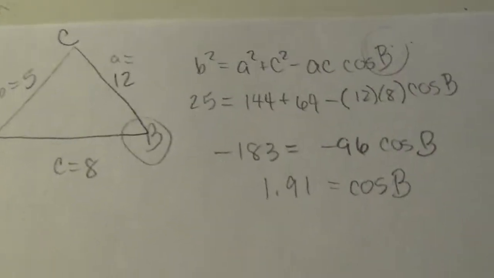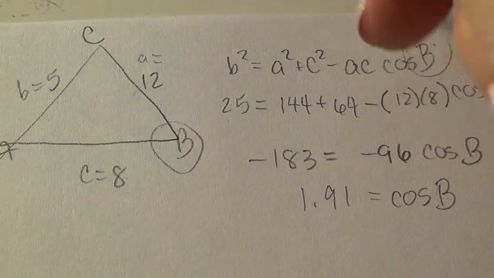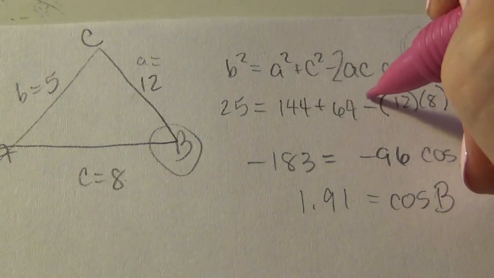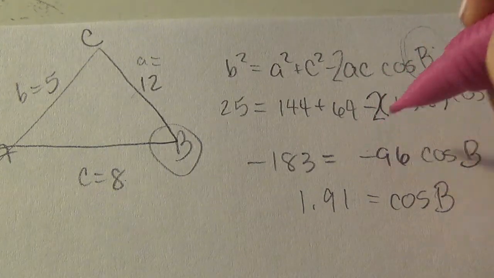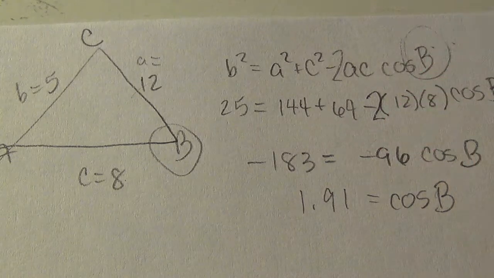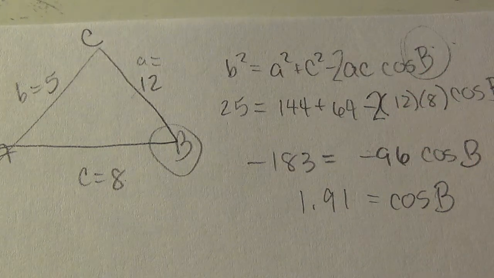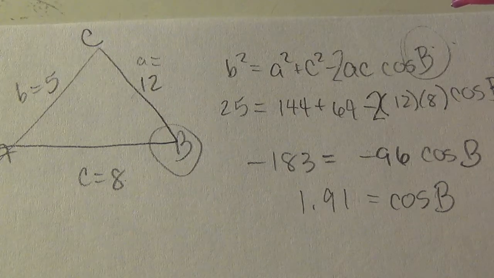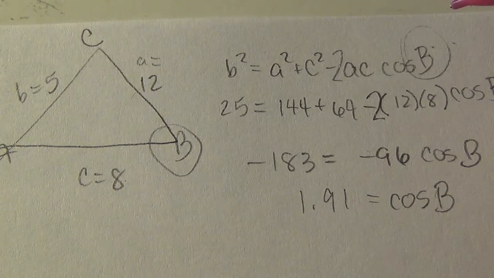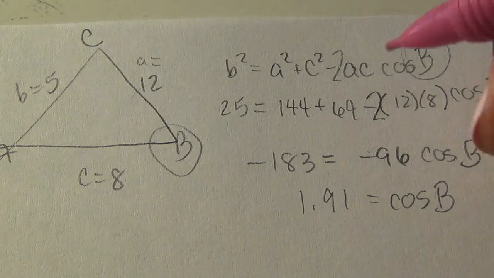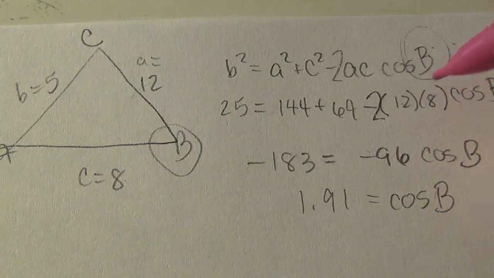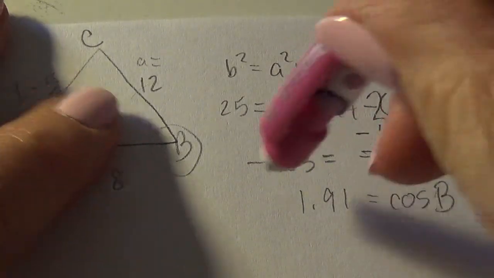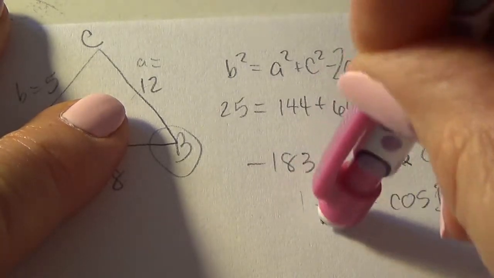Ah, I think I know what it is. Never mind. I think in the formula this was a 2. Am I right? Alright. So this would be 2 times 96. So I get this is 2 times 12 times 8, which is negative 192. That's a little better. Sorry about that.